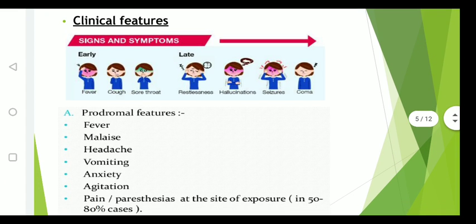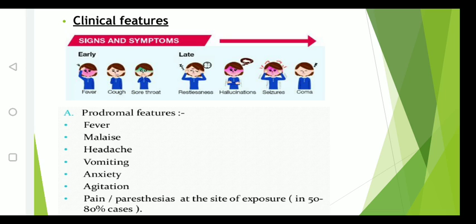Then we'll see the clinical features. Under that, there are early symptoms and late symptoms. In the early stage of rabies, fever, cough, and sore throat will be there. These three symptoms come in the early stage. In the late stage, the patient exhibits restlessness, hallucination, seizure, and coma.